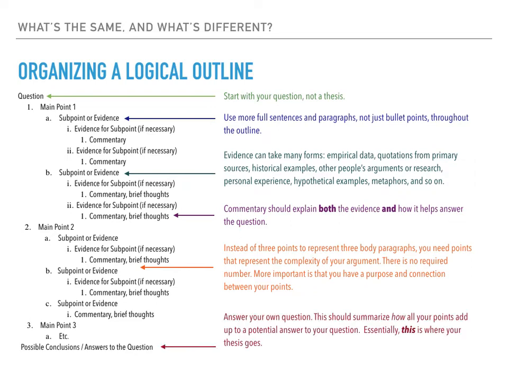The final way that a logical outline differs from a traditional one is that it ends with some possible conclusions or answers to the question that you started with, all based on what you provided in your outline. In other words, this section should summarize how all your points add up to an answer. And that's basically what a thesis is, an answer to your question. So in other words, the logical outline is more in-depth than a typical outline, and it inverts the structure slightly so that you start with a question and only end with your thesis.